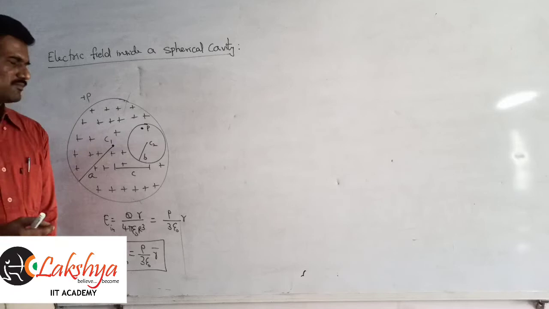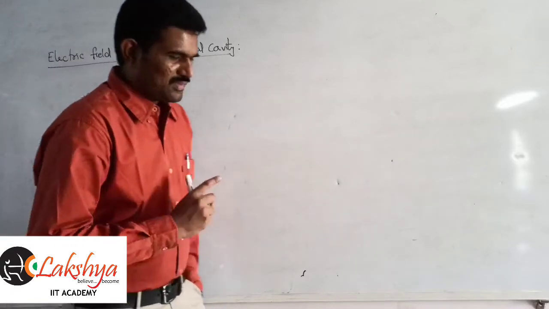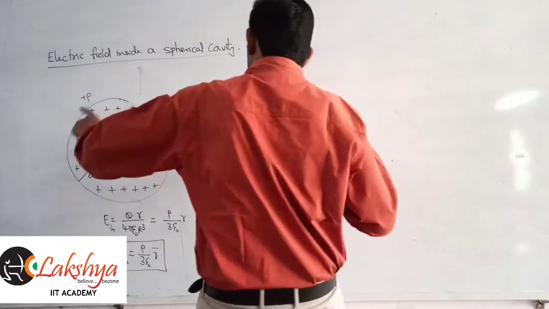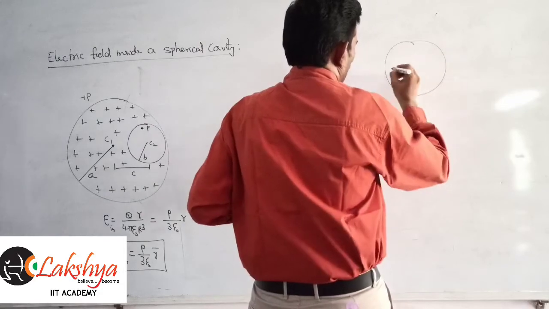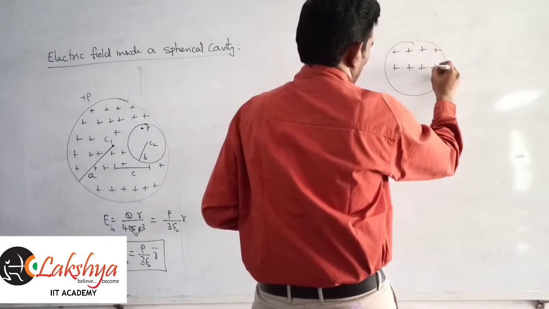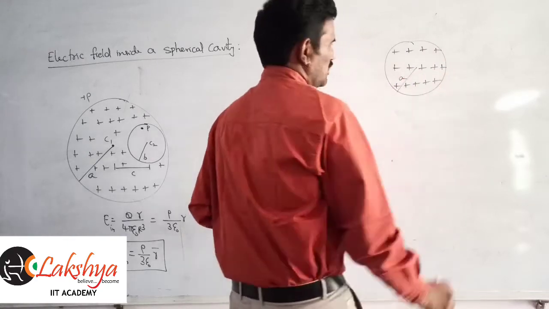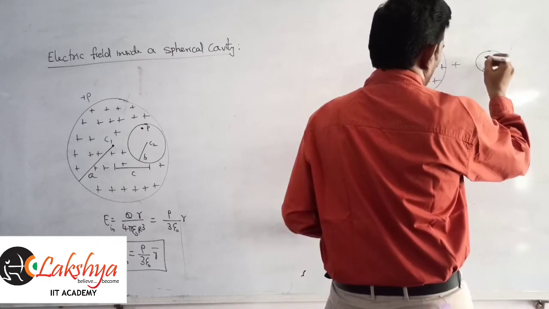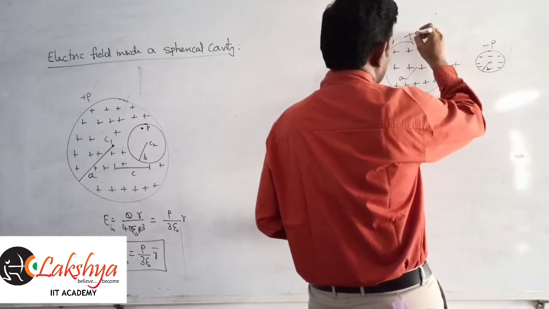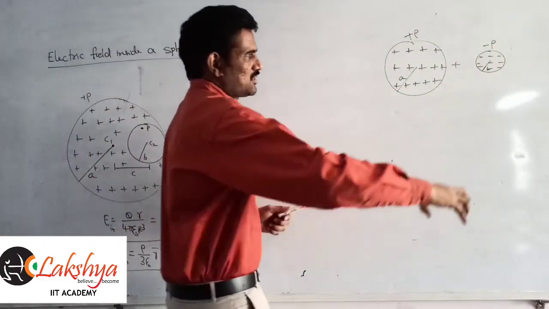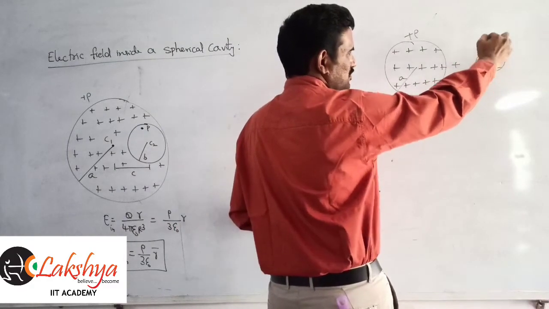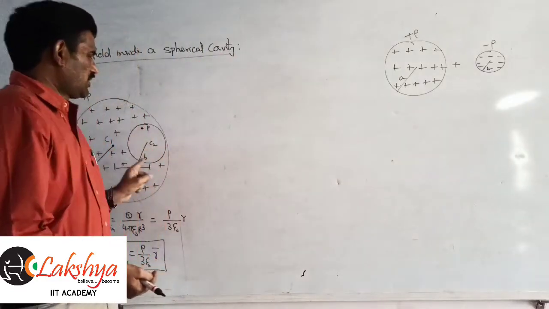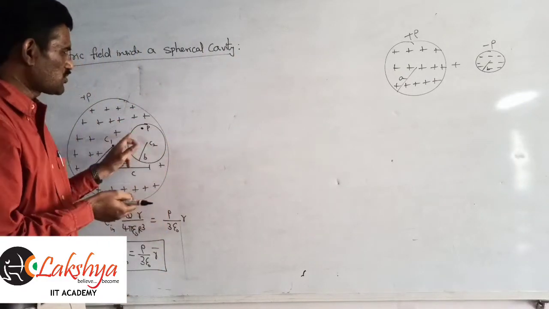Now let us come to this calculation. We can solve it in two different ways. One approach is to consider this as a total sphere without any cavity, a sphere of radius A. Next, instead of the cavity, we assume an opposite charge density: a sphere of radius B having charge density minus rho. So this is plus rho and this is minus rho. The sphere of radius B with negative charge density is assumed to be placed in the cavity region.